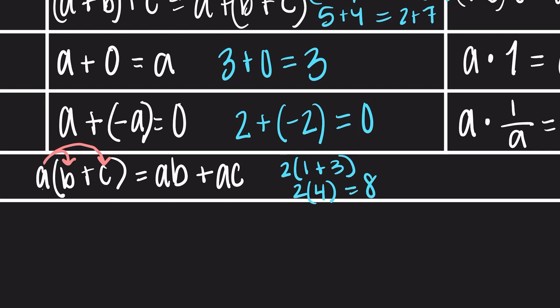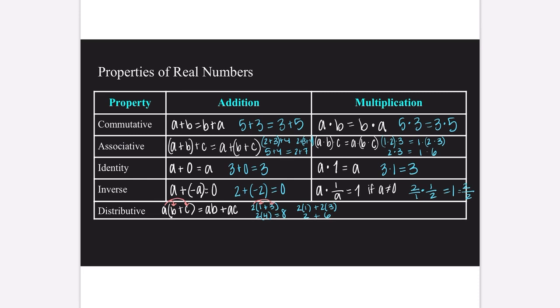Okay, that works, but what if we wanted to solve it with the distributive property? So what we would do is take the 2, distribute it, so multiply by each term. So we'd have 2 times 1 is 2. So 2 times 1, our symbol is plus, 2 times 3, which is 2 plus 6, which also gets us equal to 8. So that is our distributive property.